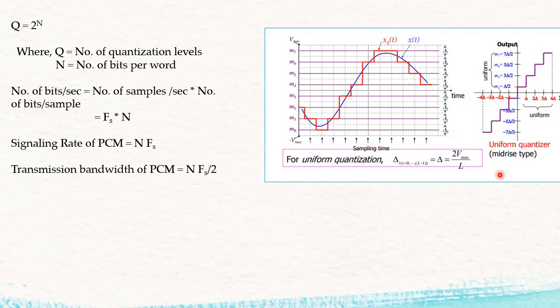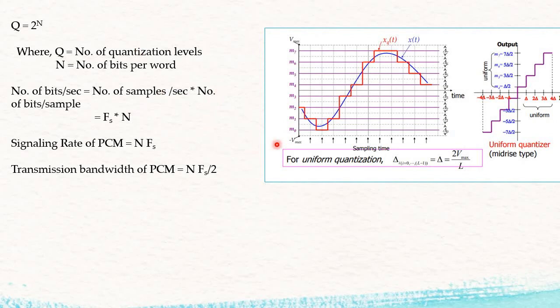Then here I have explained all the concepts very clearly, how we are going to get the samples. Here I have shown you the figure. So here Q is equal to 2 raised to n. How are we going to get the number of levels? Q is equal to 2 raised to n, where Q is the number of quantization levels and n is the number of bits per word. So the number of bits we need at the output decides the number of quantization levels.